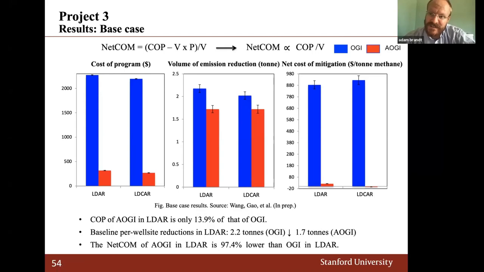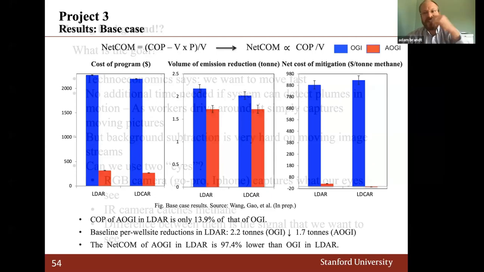And that's because our value of saved gas now actually can make a dent. The value of saved gas in a hand IR survey is very small compared to the cost of the survey. Here, the cost of the survey is so cheap that your value of saved gas actually starts to matter and starts to offset that. So our net cost of mitigation goes very, very small. And I think this is a robust result.